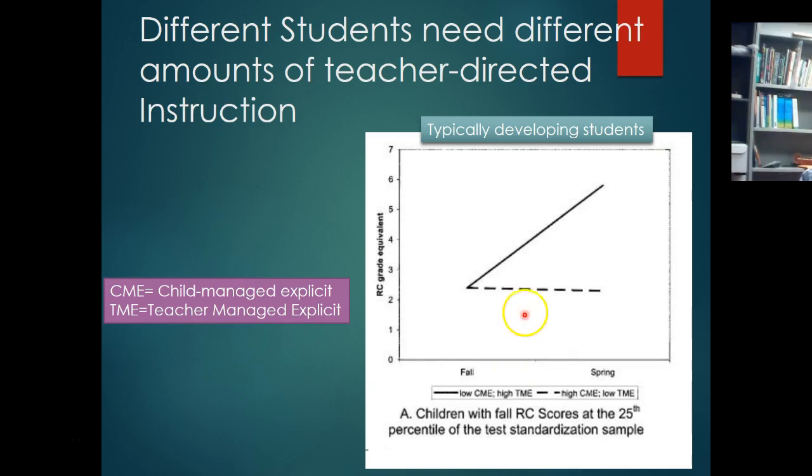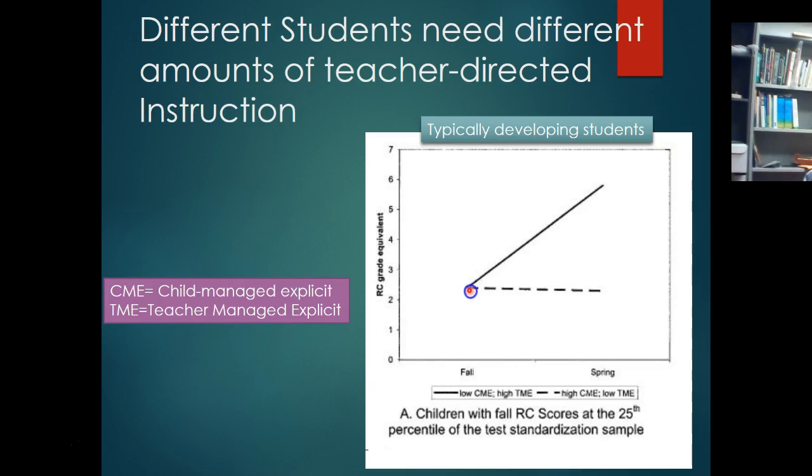So this is looking at the change in reading comprehension scores between the beginning of the school year and the end of the school year. And when we look at typically developing students, at the beginning of the year, they start in the same place. However, when they got more teacher intervention, their scores went up.